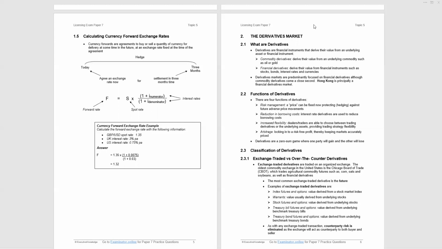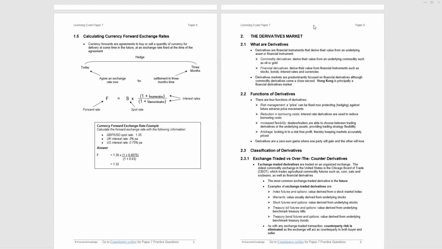Now what we need to do is plug the numbers into the formula. So the forward rate is equal to the spot rate, 1.35, multiplied by 1 plus the interest rate of the numerator country, that is the US, 0.75%, which in decimal form is 0.0075, and we divide that by 1 plus the UK interest rate, which is 3%, in decimal form 0.03. Perform the calculation and we find that the forward rate is 1.32.